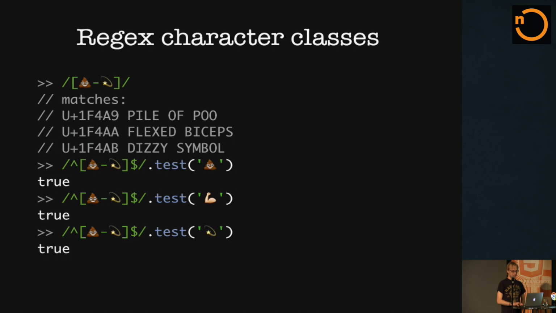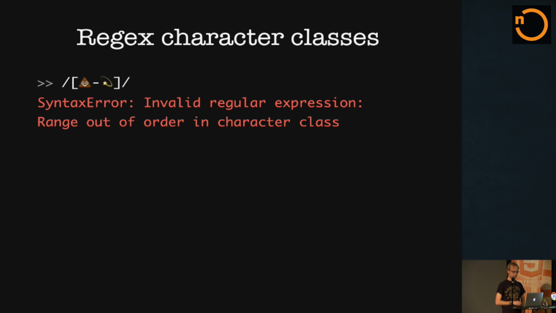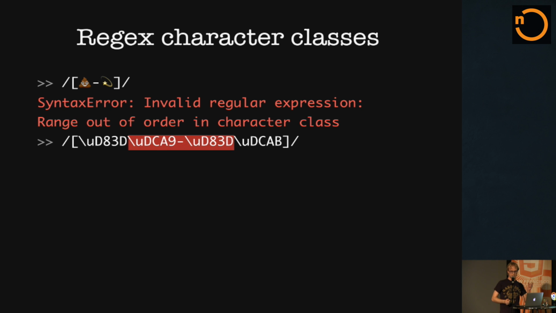But this is not exactly true. This doesn't work the way you would expect it to. In fact, as soon as you execute the first line of JavaScript there, it will throw a syntax error, because in this case, it will say the range is out of order in the character class. So what is going on there? Well, as far as JavaScript is concerned, this regular expression looks like this, because each astral symbol consists of 2 separate characters, right? So what JavaScript is trying to do here is to create a range between those 2 characters, between the last surrogate for the first symbol and the first surrogate for the second symbol, which is not what you want. And it's also impossible because the range is in the wrong order. So even if it would work, it wouldn't do what you want.